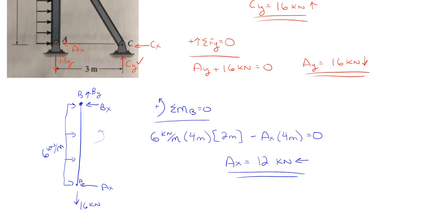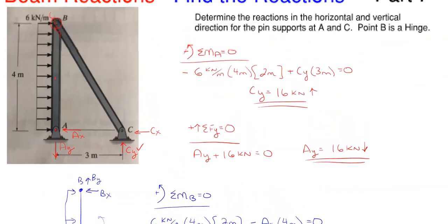Alrighty, now with A sub x known, you can do a couple possible things here. You could still use the broken portion here, solve for B sub x, solve for B sub y, and then apply those B sub x and B sub y in the opposite direction to member BC and solve for C sub x. That's the long way to do it.